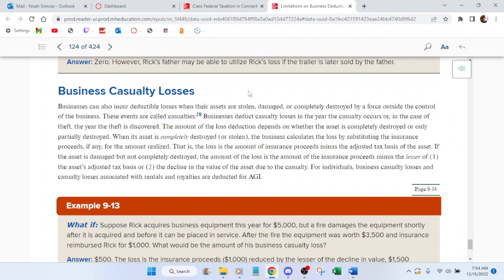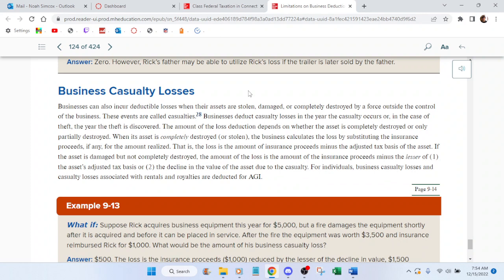Casualty losses are deductible in the year the casualty occurs, or for theft, the year it is discovered. The amount of the deduction depends on whether the asset is completely destroyed or only partially destroyed.